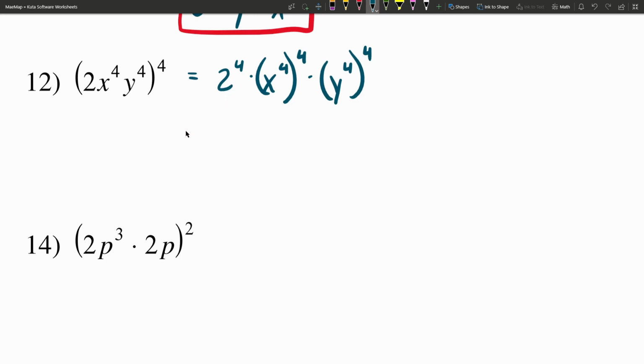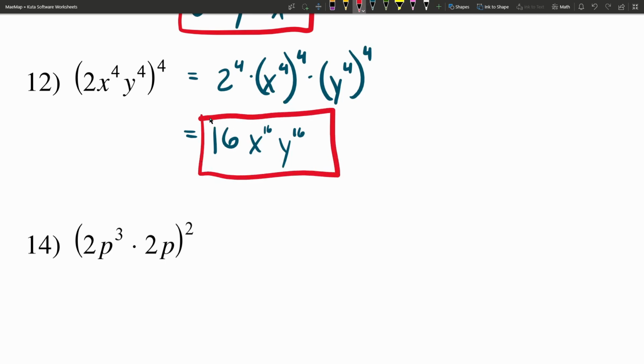2 to the 4th is 16. x to the 4th raised to the 4th is x to the 4 times 4, which is x to the 16th because 4 times 4 is 16. And y is going to have that same exact exponent since 4 times 4 is 16. So we have 16x to the 16th times y to the 16th for our answer in number 12.